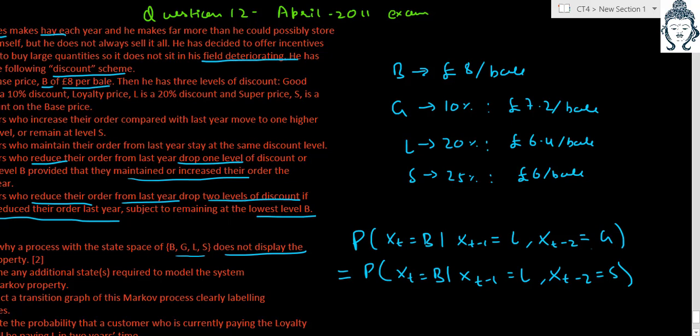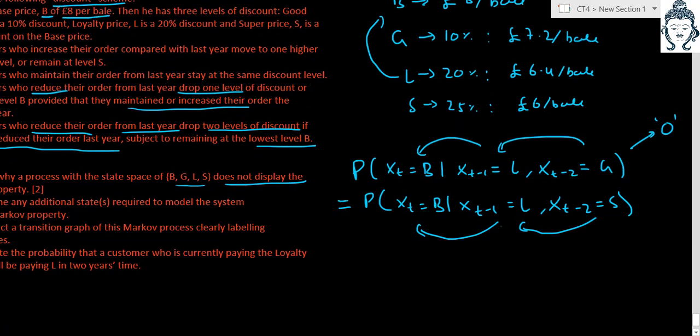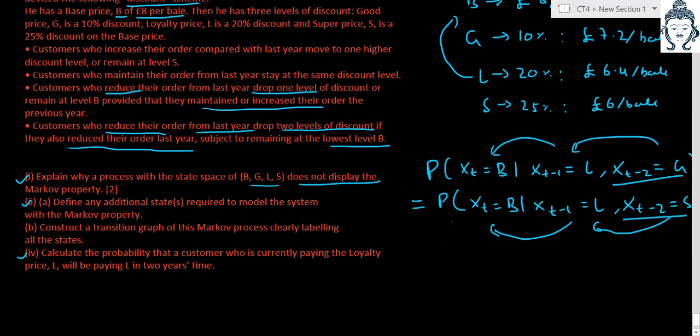So if you were at G level of discount and then you move to L, that means you increased. So now you cannot fall down 2 levels, right? You cannot fall from L to B. You'll first go to G. So this probability is basically 0. This is an impossible event. But if at time t minus 2 you were at S, then you fell to L, now you will fall down 2 levels if you again reduce. So this will have some probability. So these two probabilities are not equal and this past state is affecting this process, and that is why this is not Markov, because our discount level depends on the past sales as well.